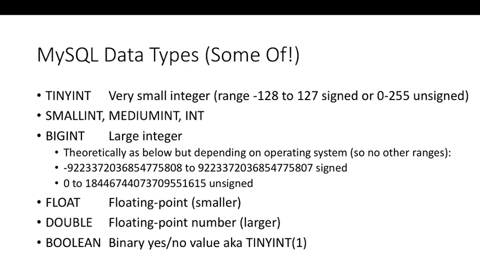I haven't bothered writing all the ranges down here. And big int. Big int is a large integer, which you can see represents numbers from minus a lot to plus a lot. Many, many noughts. I should really have put an exponent on that, sorry. But many, many numbers, right? Those are the theoretical maximums of big int.